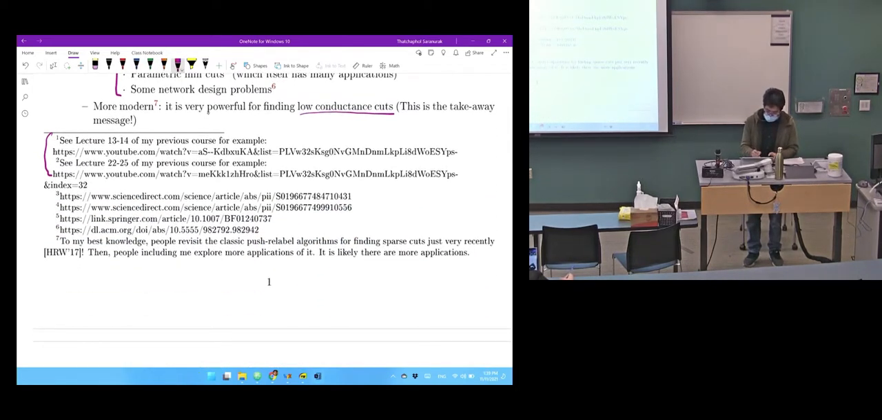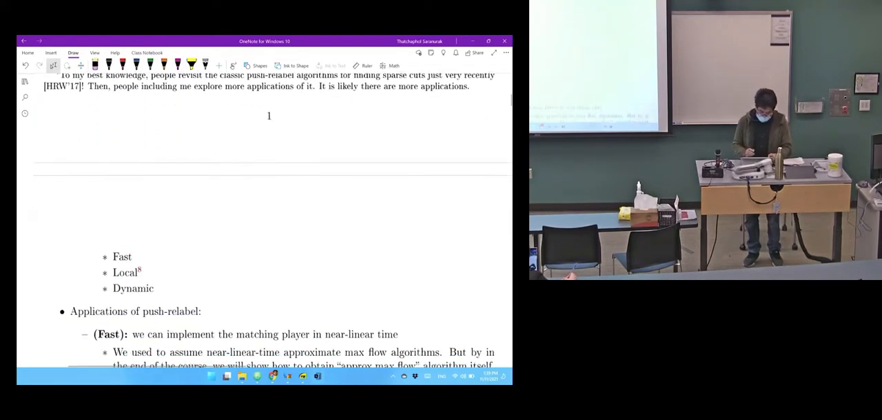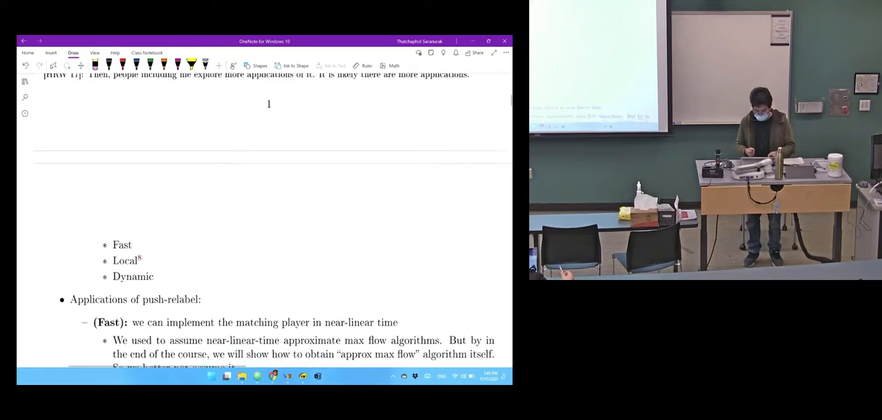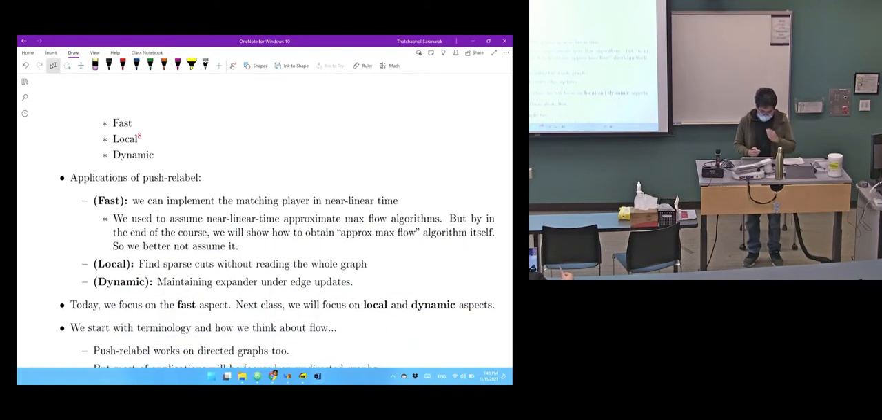And what do I mean by powerful? It's going to be fast, near linear time, and you can make it local. You don't need to read the whole graph, and you still do something meaningful. It is also dynamic, so many nice things about it. And basically, from each of these aspects, you get some new application just from this framework.